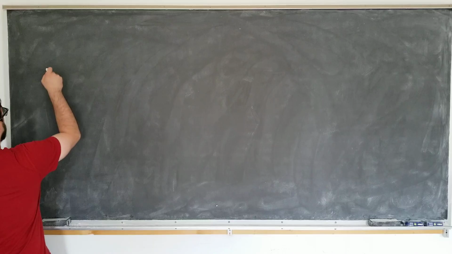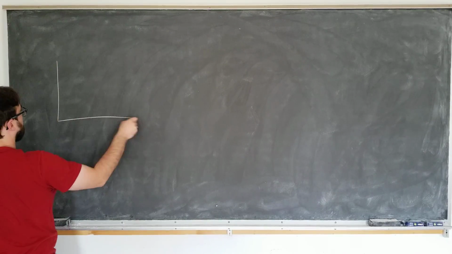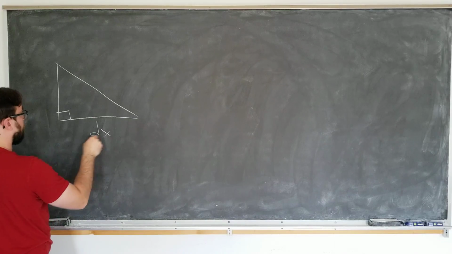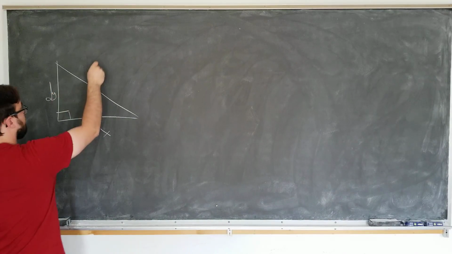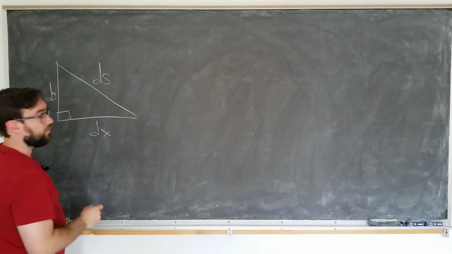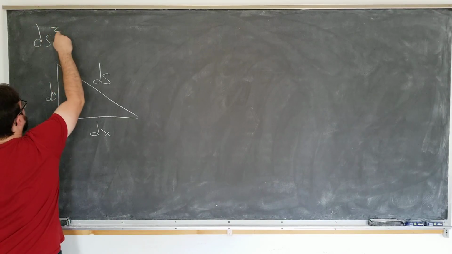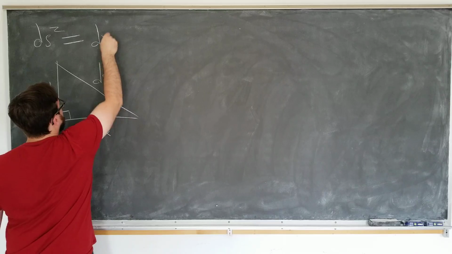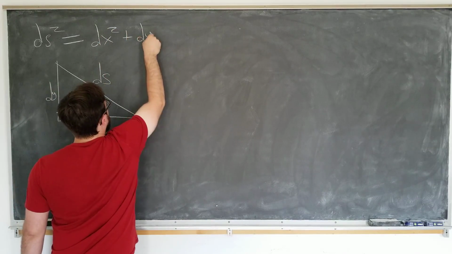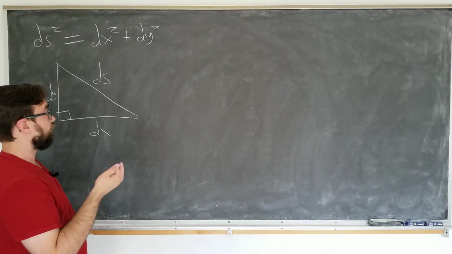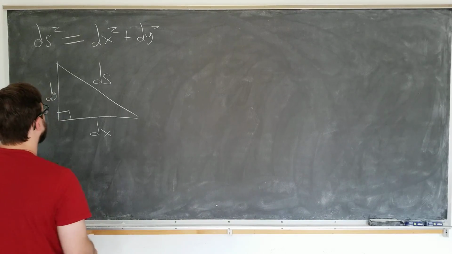Let's consider an infinitesimal right triangle. We've got sides dx, dy, and ds. We know from the Pythagorean theorem that ds squared is simply equal to dx squared plus dy squared. This is actually what we are going to be considering the definition of flat space.